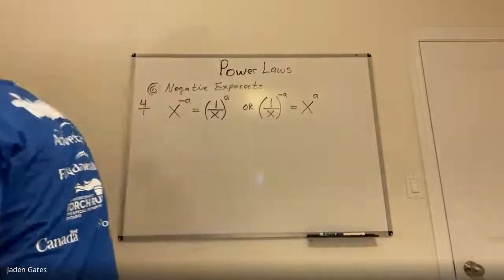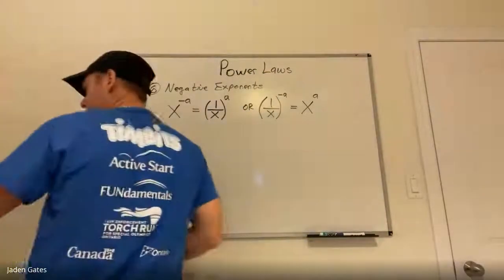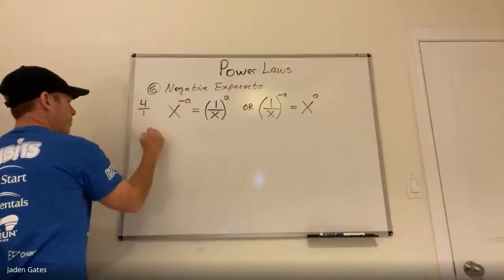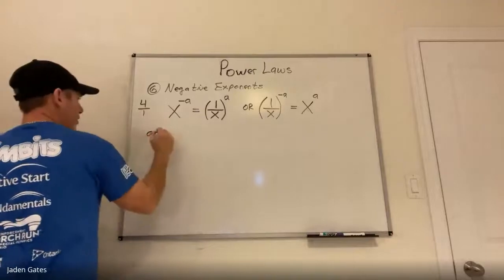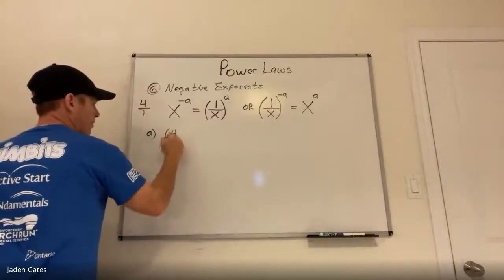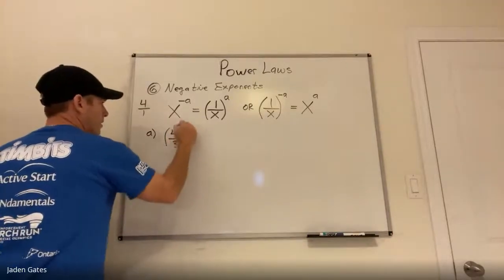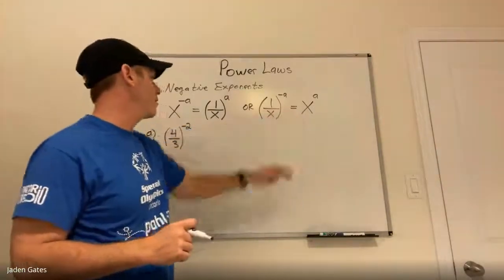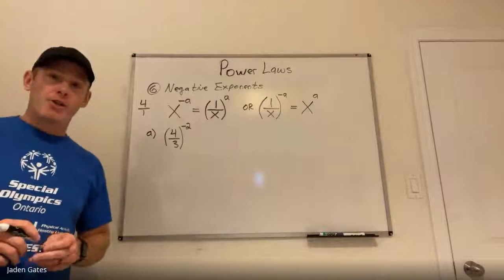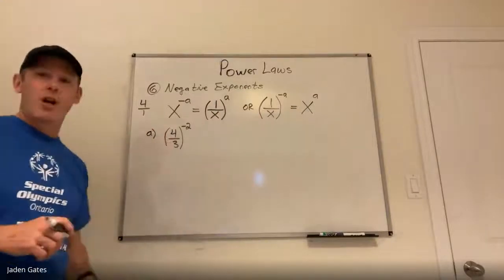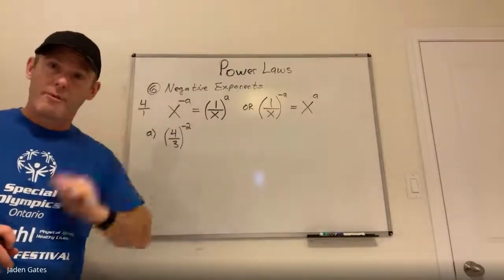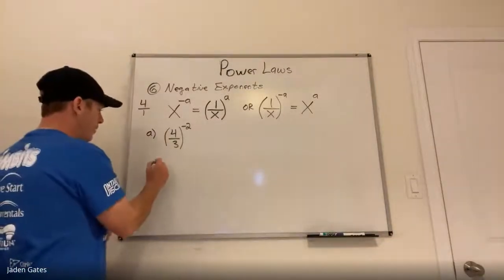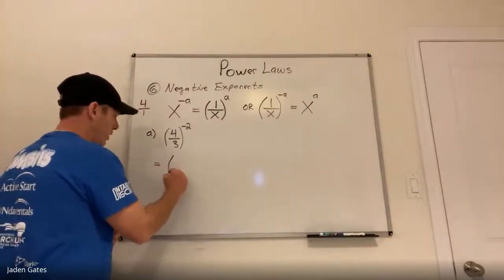All right, so for example, like I said, we're going to do a different one here, fraction per base. So A, we have 4/3 to the power of negative 2. All right, so we're kind of focused on this now. A lot of people find that easier because you have a numerator and a denominator. It's obvious. So you can flip the base again and change the exponent to a positive.